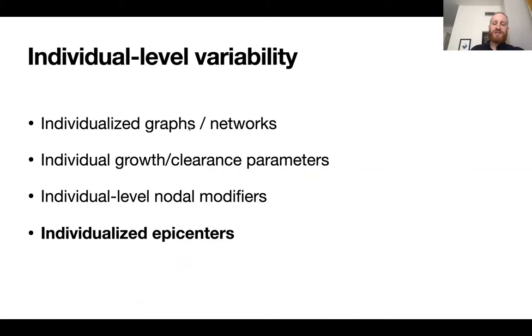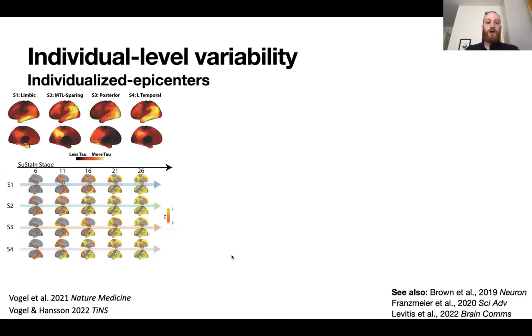We know from fingerprinting studies that everyone has a different network architecture. So we can use that in modeling pathology at the level of the individual. All the things I've already talked about can be resolved at the individual level if you have certain measures, maybe CSF or genotype information. And I want to just really quickly talk about the idea of individualized epicenters. We had this paper recently where we used SuStaIn with a bunch of the members here at this meeting to look at subtypes of tau progression.